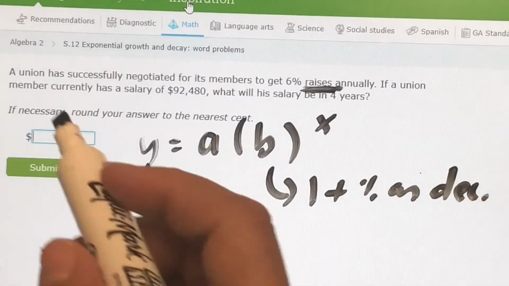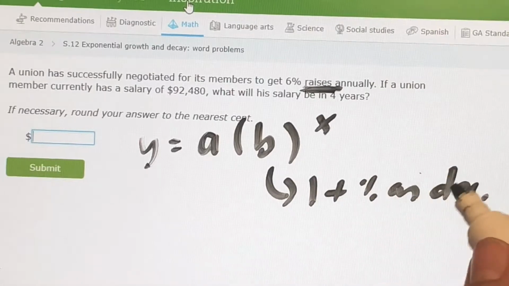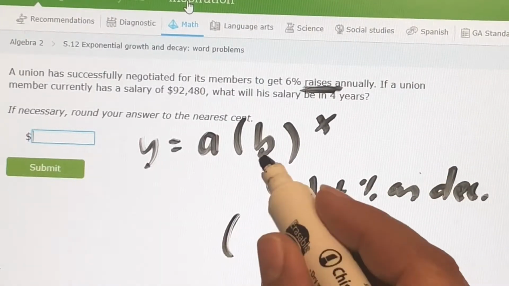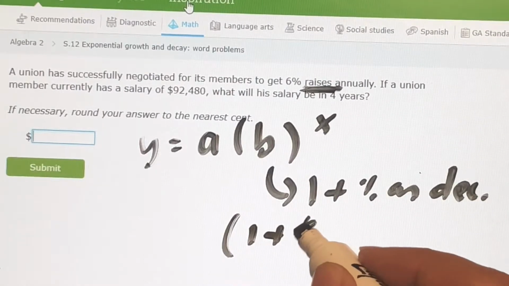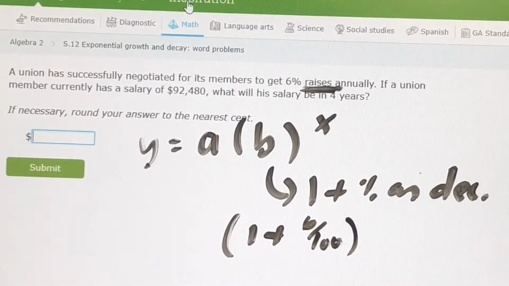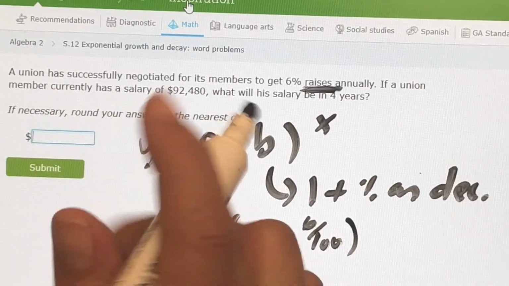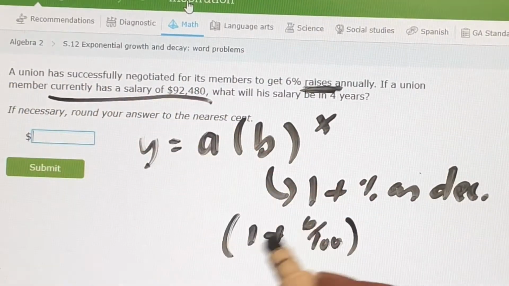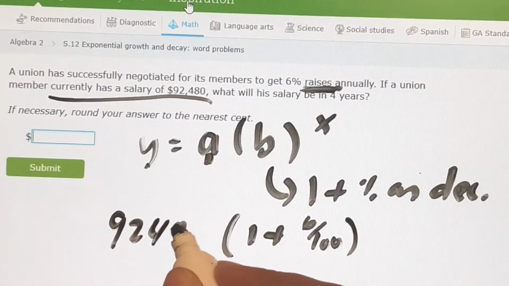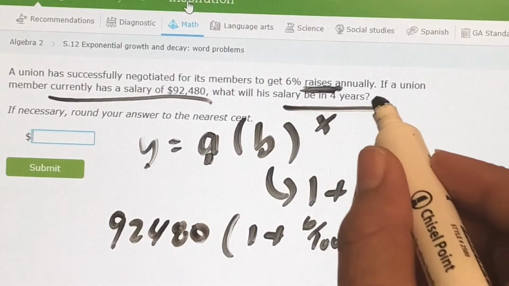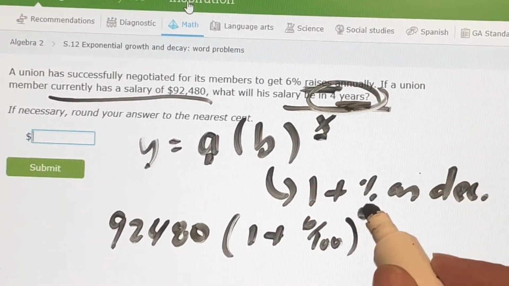Fill in your information. It's expected to negotiate for its members to get a 6% increase. So B is going to be 1 plus that as a decimal. How do I turn anything into a decimal? I divide it by 100. If a union member is currently at a salary, currently means what you're starting with. So that's my beginning, 92480. What would be salary in 4 years? Years is time, so that's X, 4.